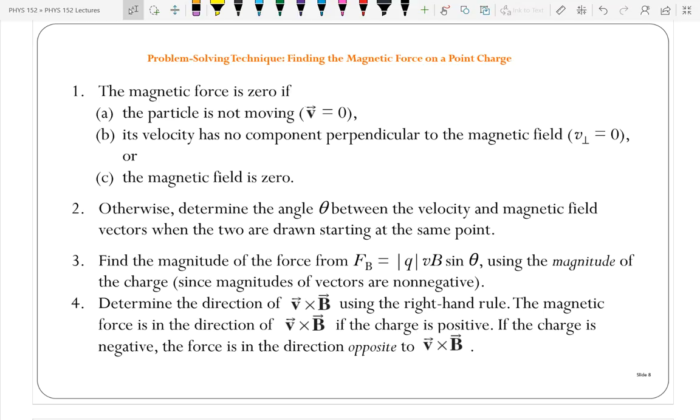If the magnetic field is 0, it will be 0. And if the velocity is parallel to the magnetic field, you'll have 0 force. Any one of those 3 and you have 0 force. All 3 of those just come from that cross product equation. The force equals QVB sine theta for magnitude.